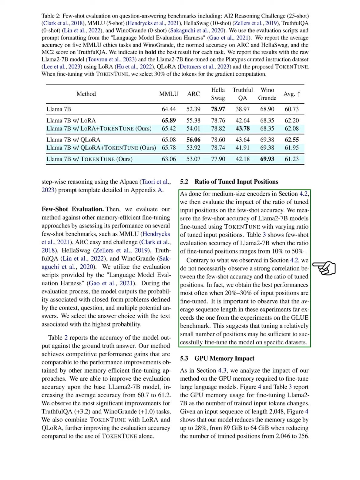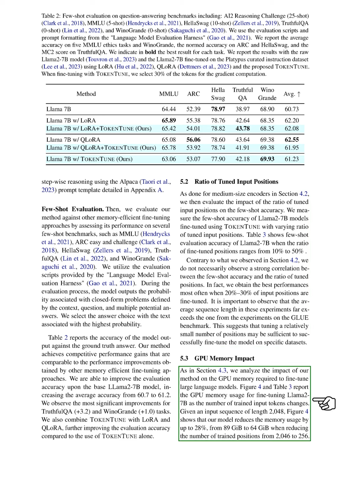Our findings, shown in the table, indicate that there isn't a strong correlation between few-shot accuracy and the ratio of tuned positions, unlike what we observed earlier. We often achieve the best results when fine-tuning 20% to 30% of input positions. Notably, the average sequence length in these experiments is much longer than in the GLUE benchmark, suggesting that fine-tuning a smaller number of positions can still effectively adapt the model to specific datasets.